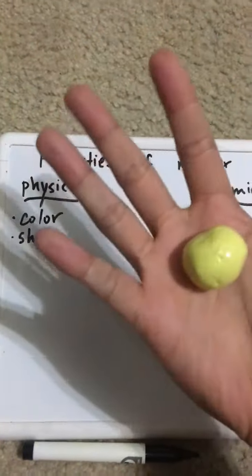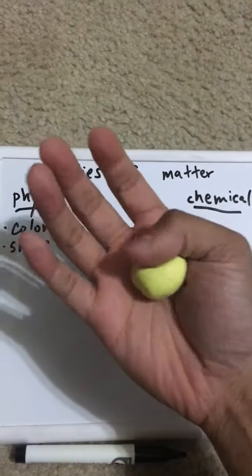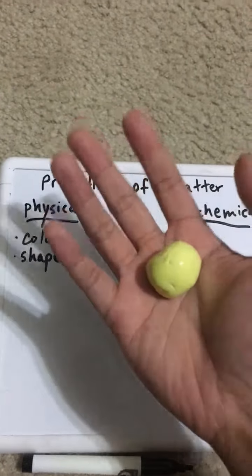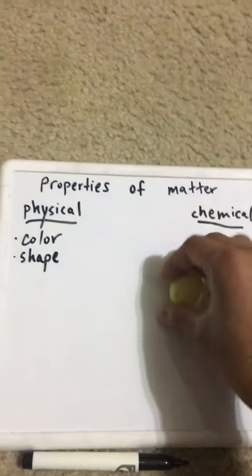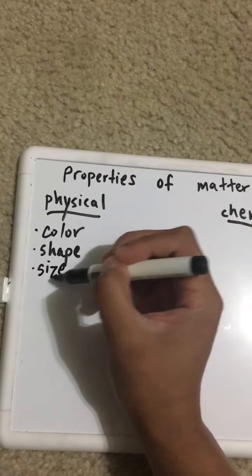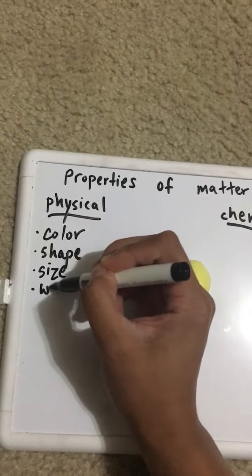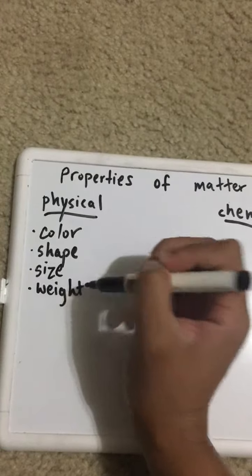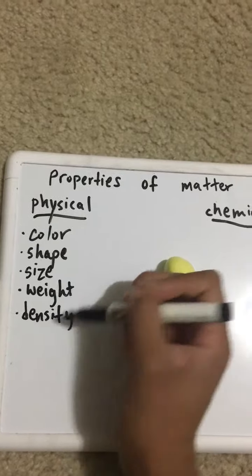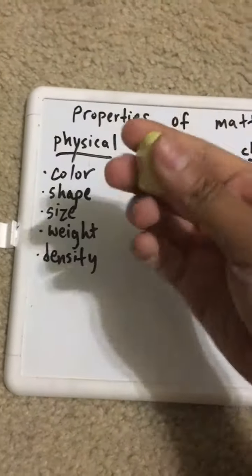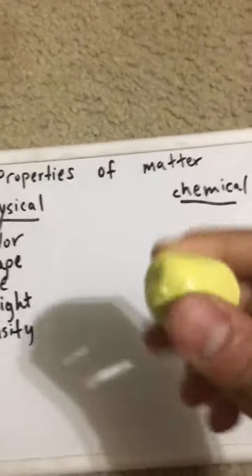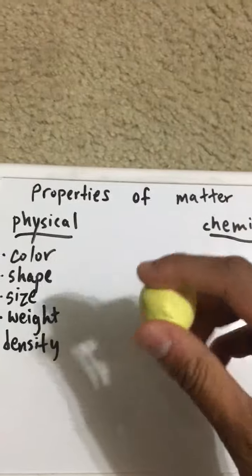And if I put it in the palm of my hand, I can get a good grasp of the size of the putty and also the weight. And so size and weight are both also physical properties. And also density. Alright, now we know some of the easily found physical properties. Some other physical properties may require experimentation.